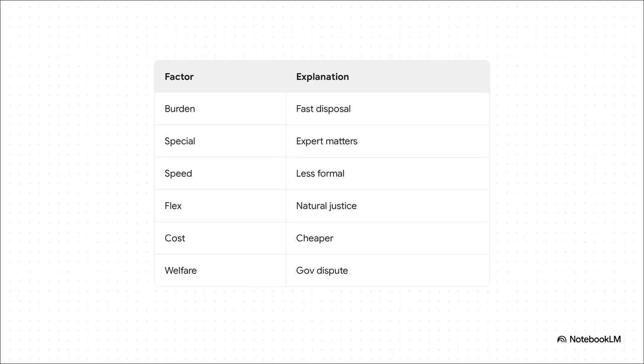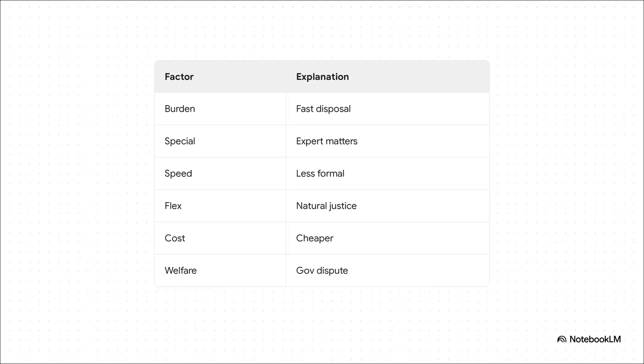Factor 1, reduction of court burden. Explanation, overburdened regular courts enables speedy disposal. Factor 2, specialized justice. Explanation, deals with technical/service matters via experts. Factor 3, speedy justice. Explanation, less formal procedures, faster resolution. Factor 4, flexibility. Explanation, not bound by strict evidence rules, follow natural justice.